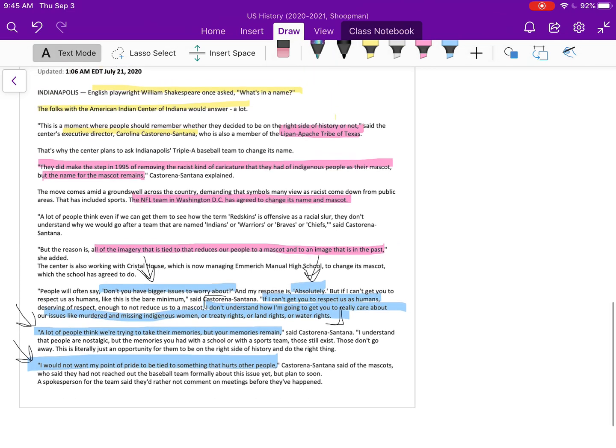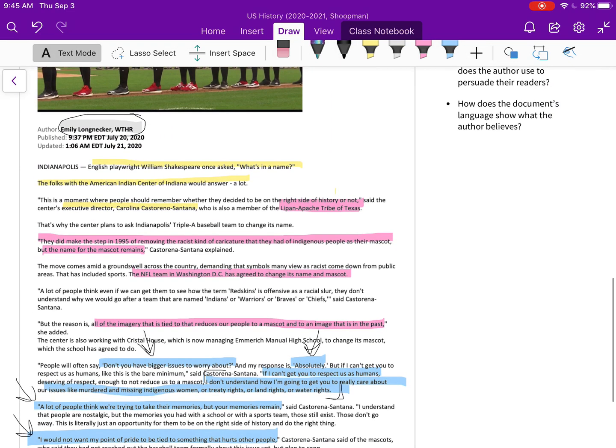So now that I have all of my information collected, I can start to describe how the document's language or writing choices impact the argument. So if I were to do that, a sample answer might be that Carolina's use of emotion helps readers or audience members who might not agree with her understand where she's coming from. It might make them sympathetic to her.